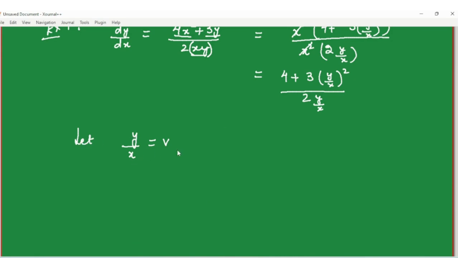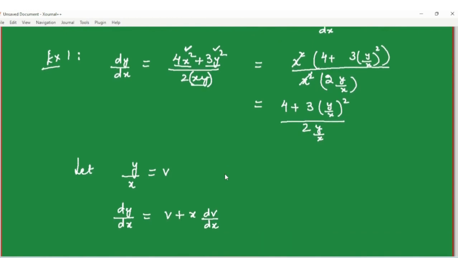So let's take y by x as v. This means your dy by dx using the product rule is v plus x dv by dx. Now when we try to write the given differential equation in the v and x setting, then it takes the form, I am replacing dy by dx by its value in terms of v and dv by dx. So that's v plus x dv by dx. And this, you can see, we have written it in y by x format intentionally, because y by x has been chosen as v, so that we can write it as 4 plus 3, y by x is v, so v square upon 2 times v.